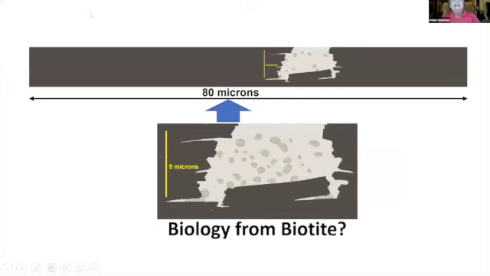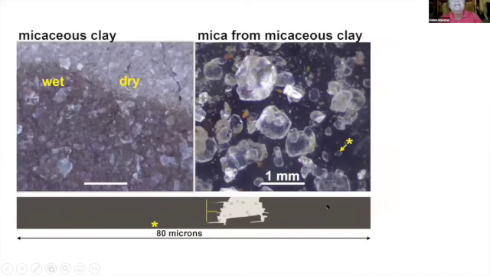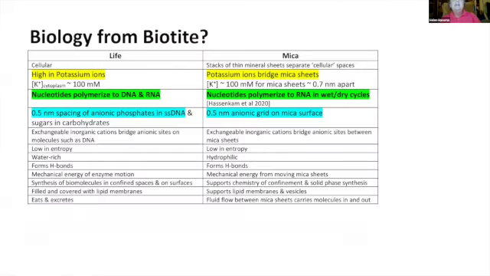So the only important thing in this slide is that here, this is an 80 micron drawing of this. And here is this 80 micron picture. And 80 microns is this tiny, barely visible mica fragment from micaceous clay. So here's micaceous clay in the middle of a wet dry cycle. And here's mica that was washed out of the micaceous clay. So I have a lot of similarities that I find between life and mica.